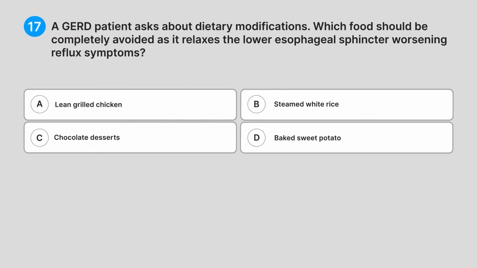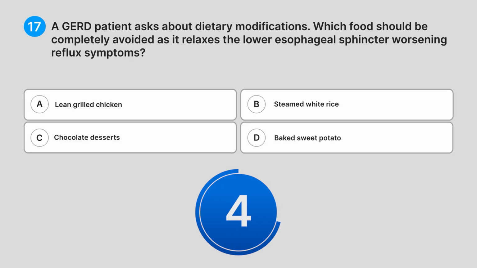17. A GERD patient asks about dietary modifications. Which food should be completely avoided, as it relaxes the lower esophageal sphincter, worsening reflux symptoms? A. Lean grilled chicken. B. Steamed white rice. C. Chocolate desserts. D. Baked sweet potato. Can you guess the answer?